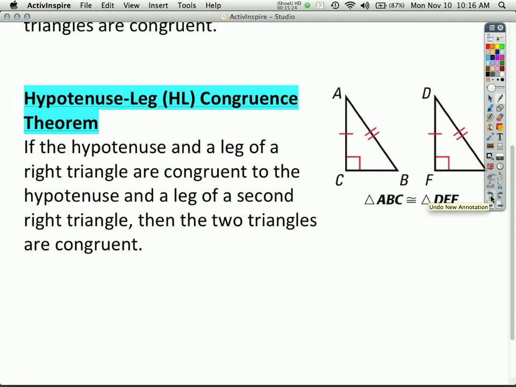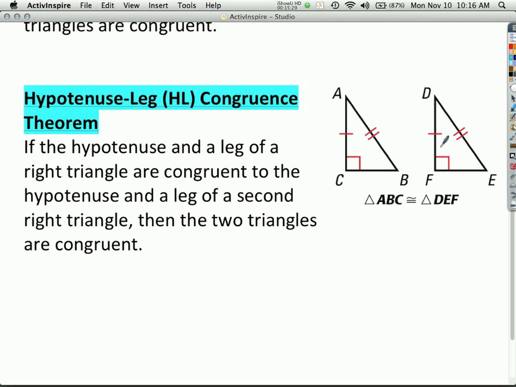You still need three pieces of evidence. You need the hypotenuses congruent to each other. You need a leg congruent to each other. What's the third piece of evidence? Maria? That they're both right triangles. So you still need three pieces of evidence. So in terms of writing a proof, all three pieces of evidence have to be written down. Okay? Any questions about either of the new postulate or theorem that you're learning today?